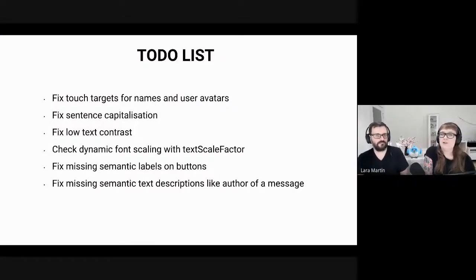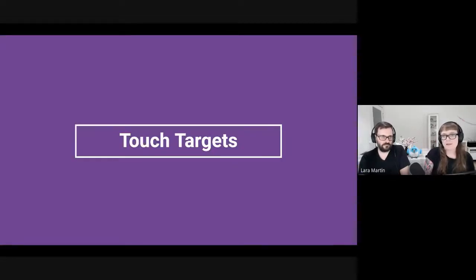After evaluating the application, we came up with a list of issues that we need to fix. To support accessibility, we have to fix touch targets. We need to fix the sentence capitalization and the low text contrast we saw in the message field. We also have to check our dynamic font scaling and provide all those missing semantics. So the first one is touch targets.